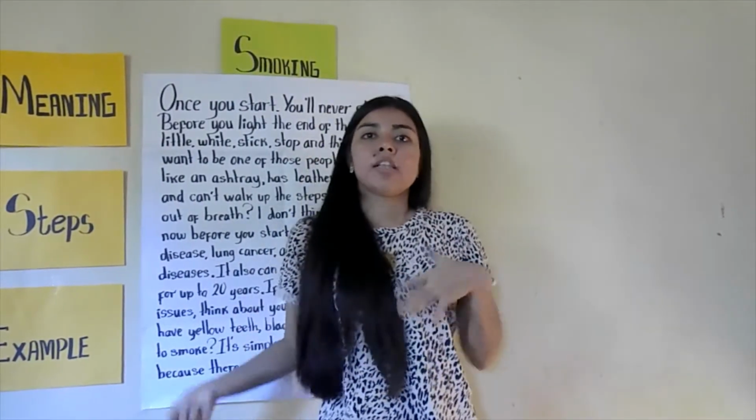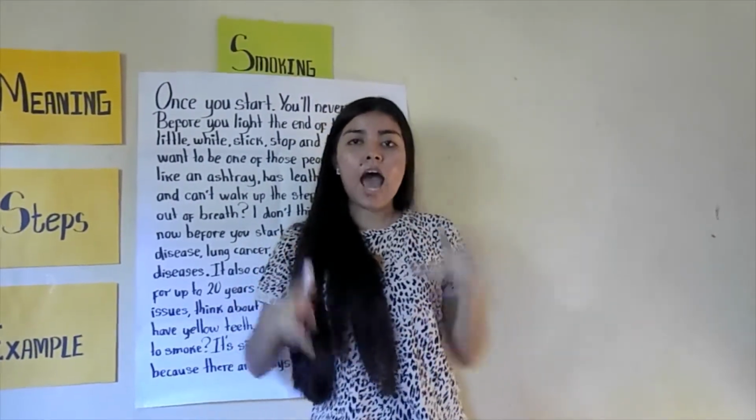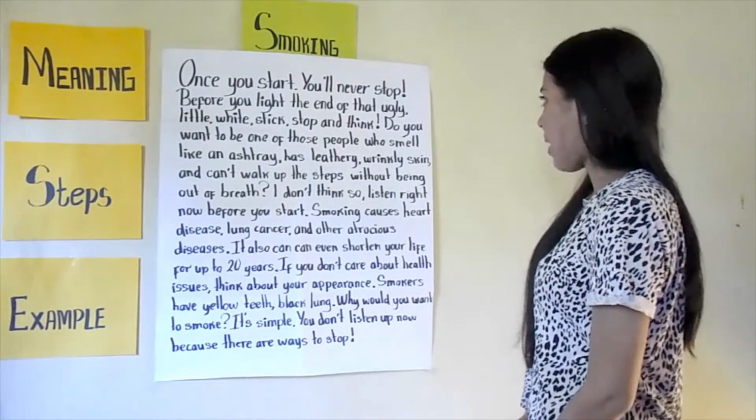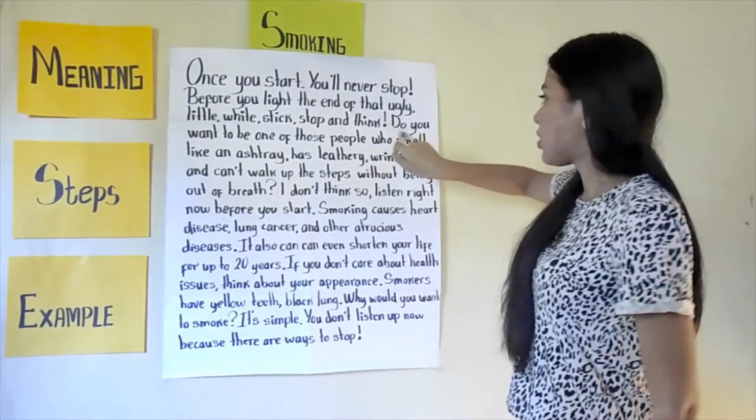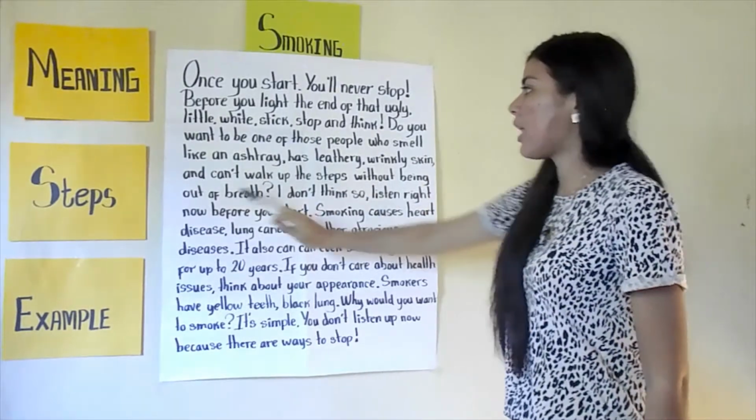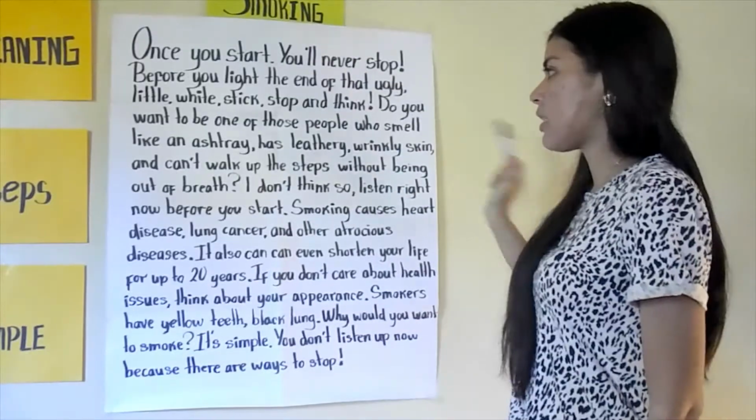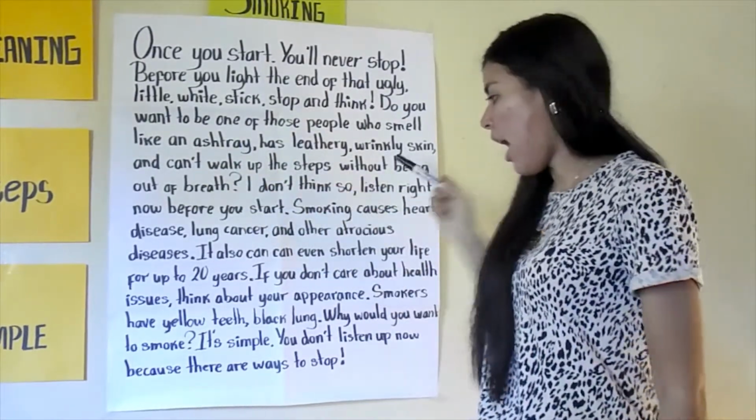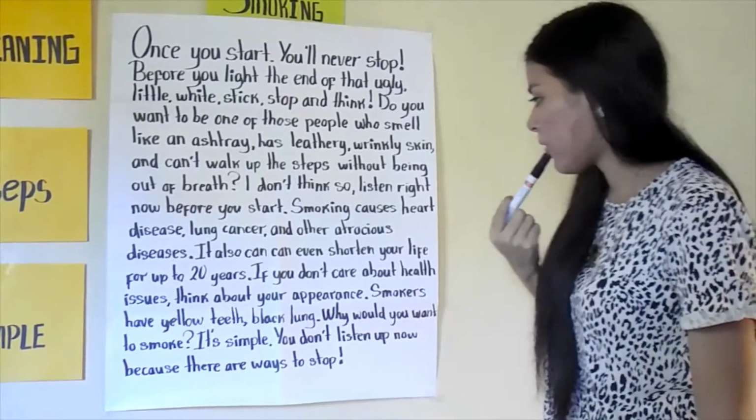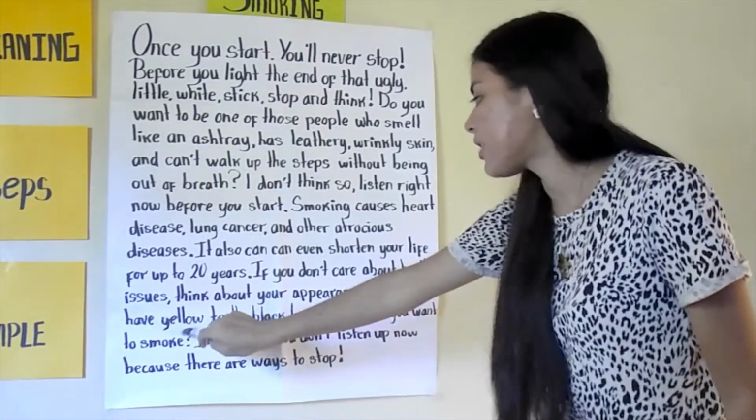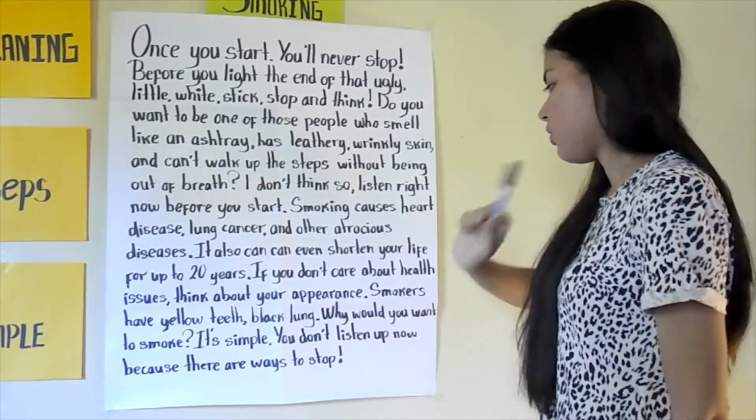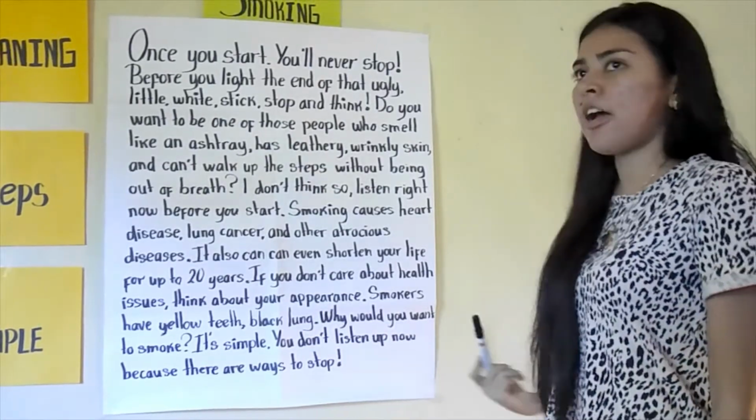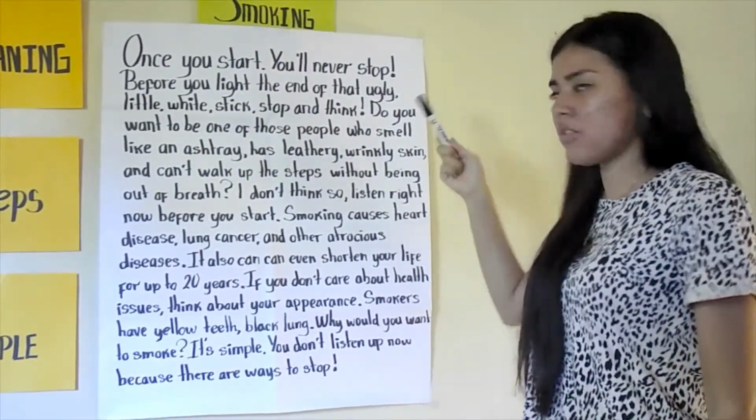And the next step is ask questions. My paragraph has different questions. For example, here is one question. Do you want to be one of those people who smell like an astronaut, has literally wrinkly skin and can't walk up the steps without being out of breath? This is one question. Another question: smokers have yellow teeth, black lung. Sorry, this is a statement. The question is: why would you want to smoke? So my paragraph has 2 questions about smoking.